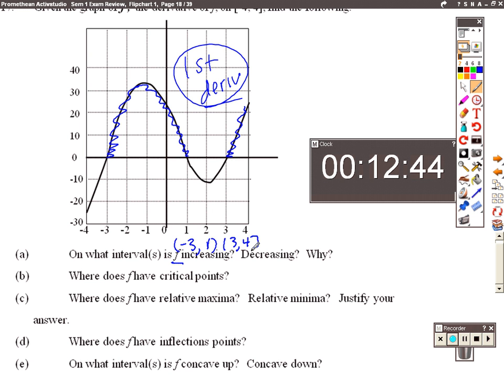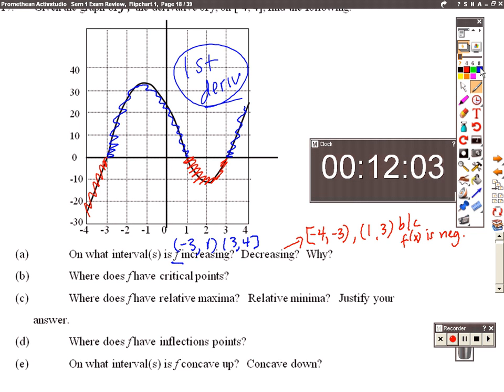The original function is decreasing whenever its first derivative is negative, and the first derivative is negative in these two intervals. So the original function is decreasing from -4 to -3, and then again from 1 to 3. It does ask why, and we would say because the first derivative is negative, and for where it's increasing, the first derivative is positive. Next question, where does f, the original function, have critical points?